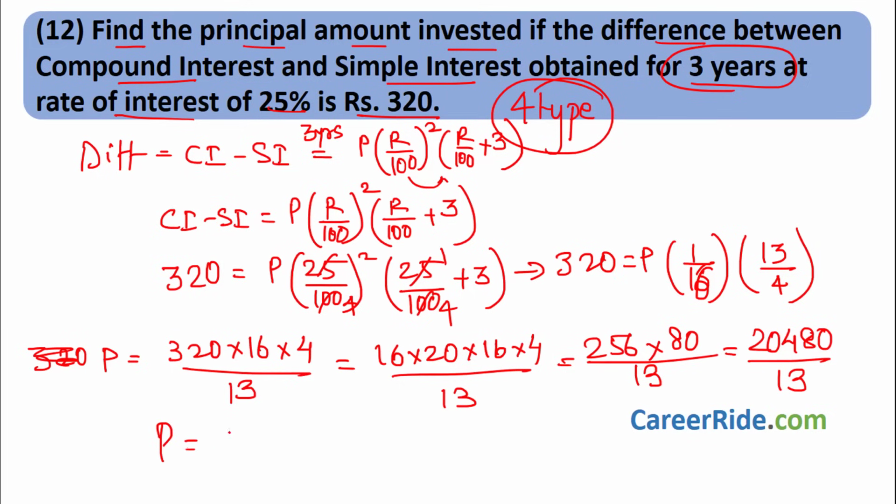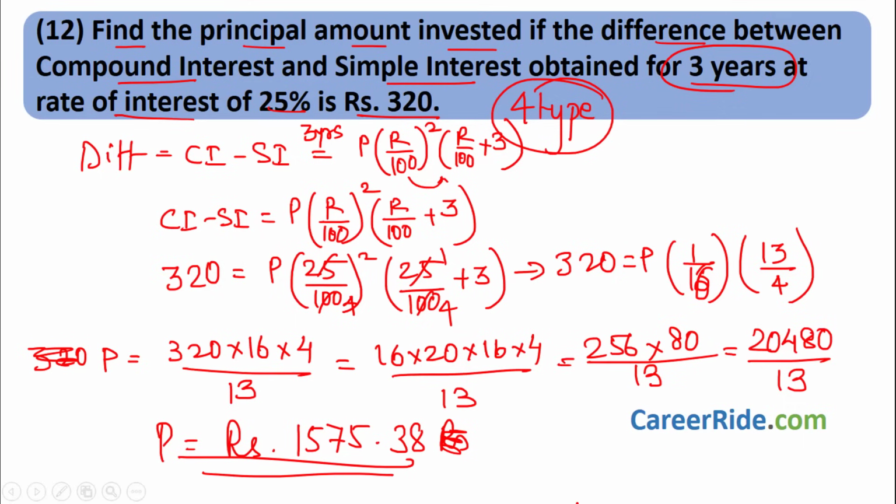So what is the principal amount that we get? That would be rupees 1575.38. Okay, so this is the answer. So the principal amount invested is 1575.38 rupees. See how very easy sums related to compound interest are.